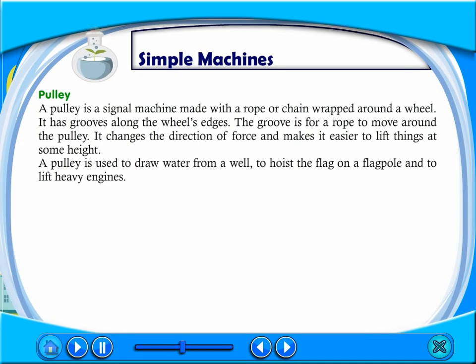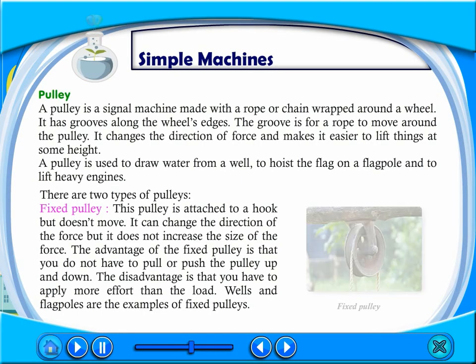Pulley. A pulley is a simple machine made with a rope or chain wrapped around a wheel. It has grooves along the wheel's edges. The groove is for a rope to move around the pulley. It changes the direction of force and makes it easier to lift things at some height. A pulley is used to draw water from a well, to hoist the flag on a flagpole and to lift heavy engines. There are 2 types of pulleys.